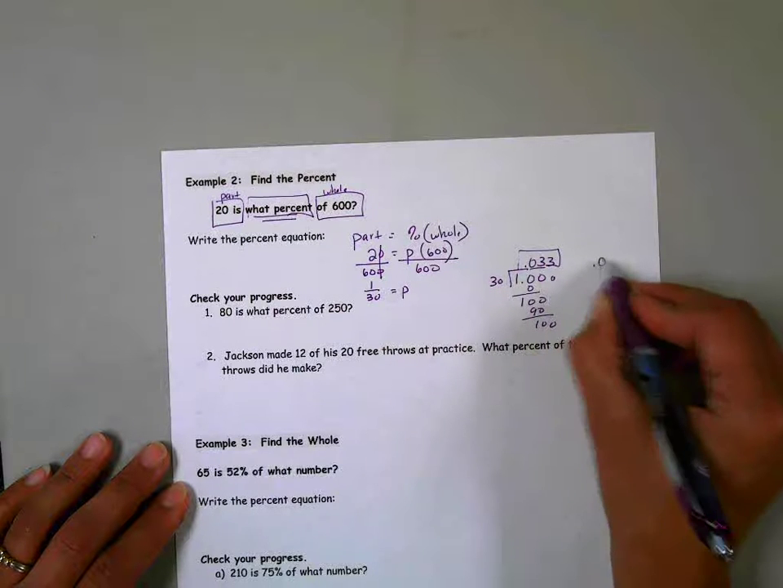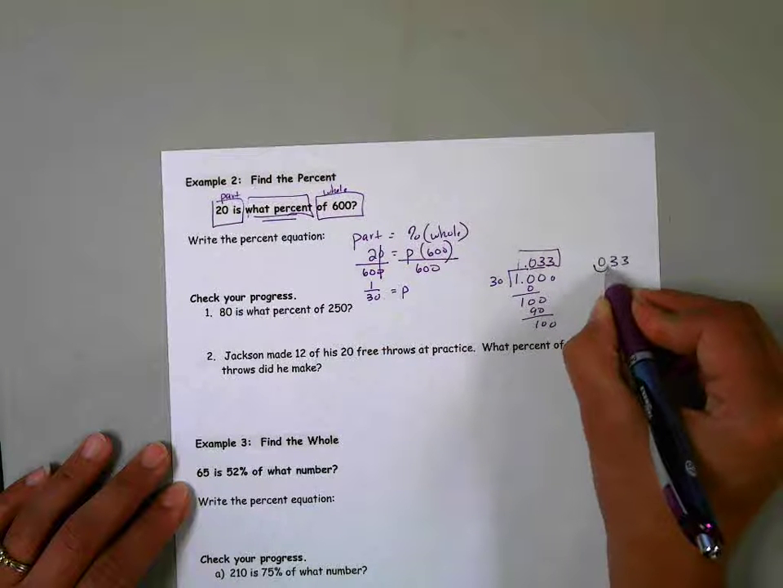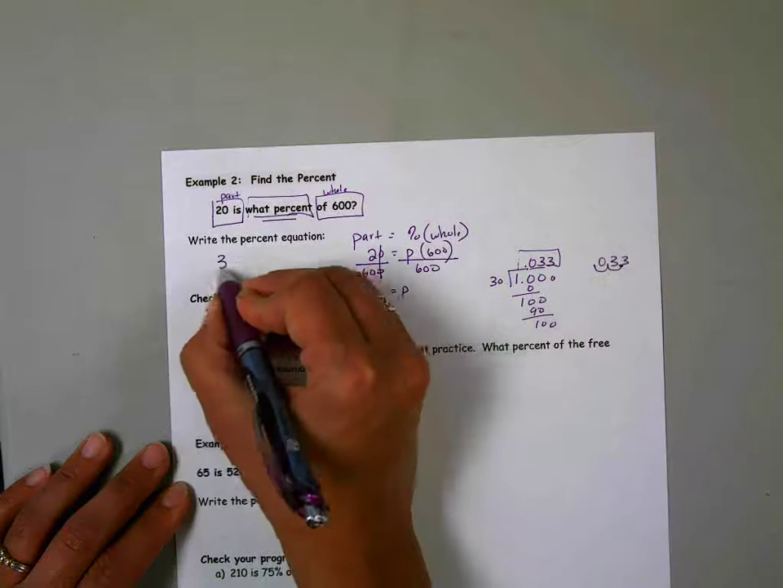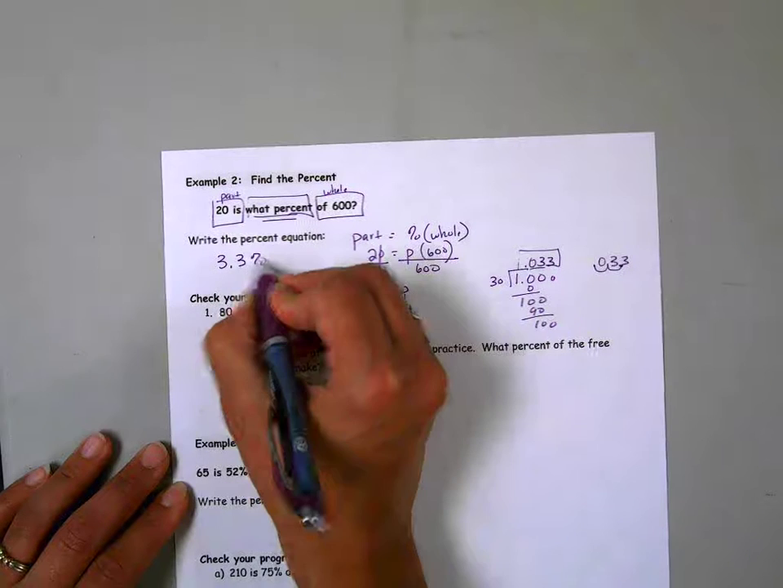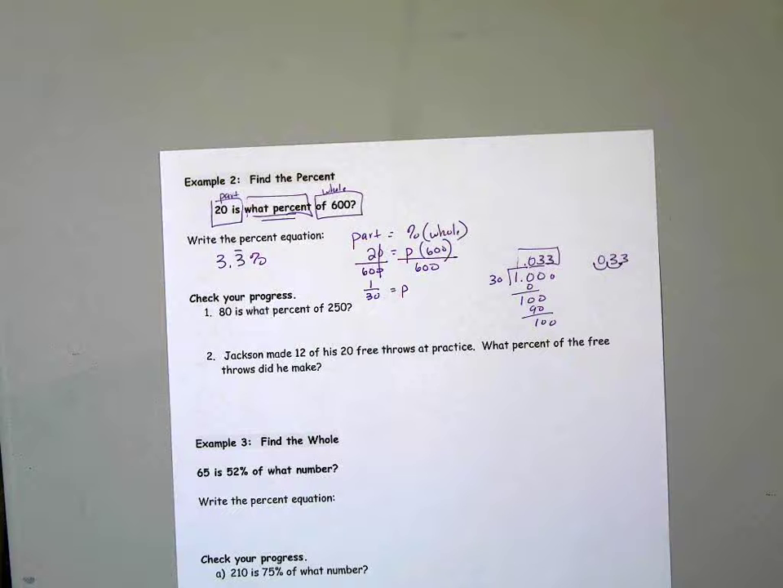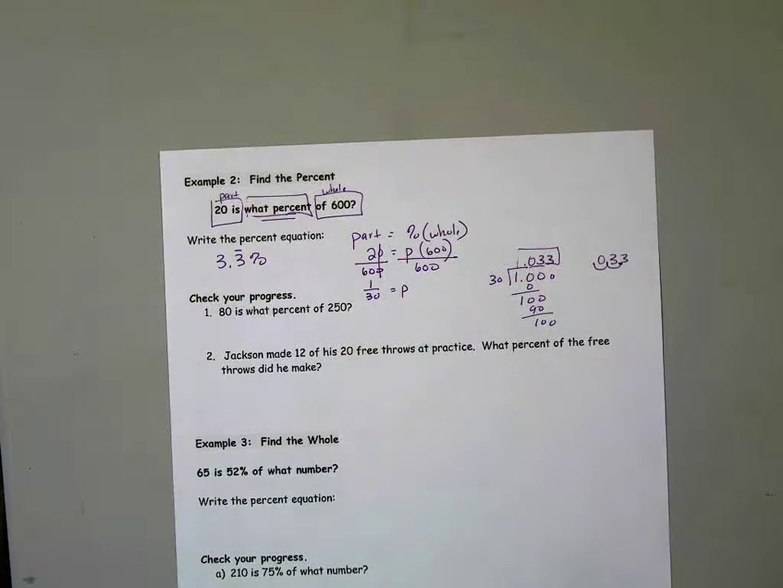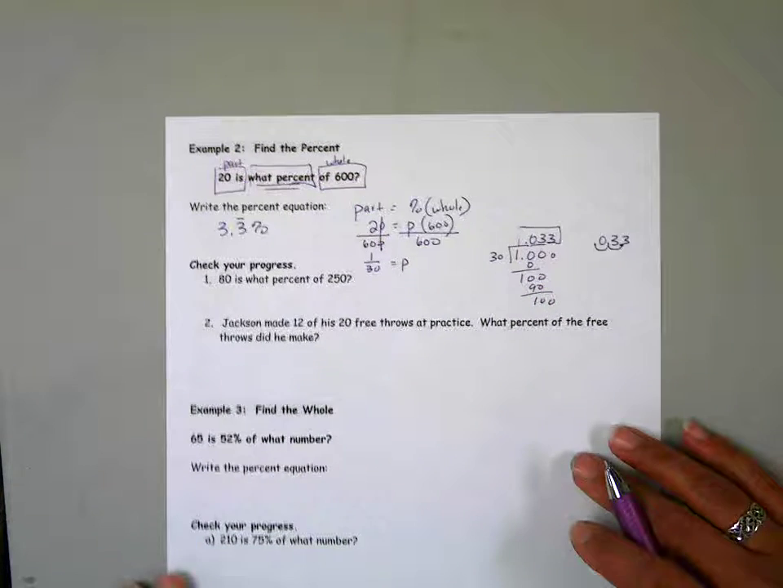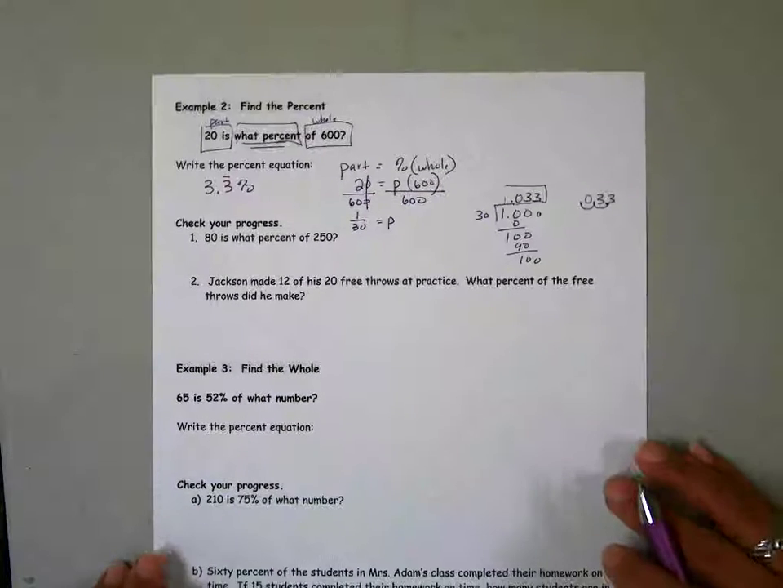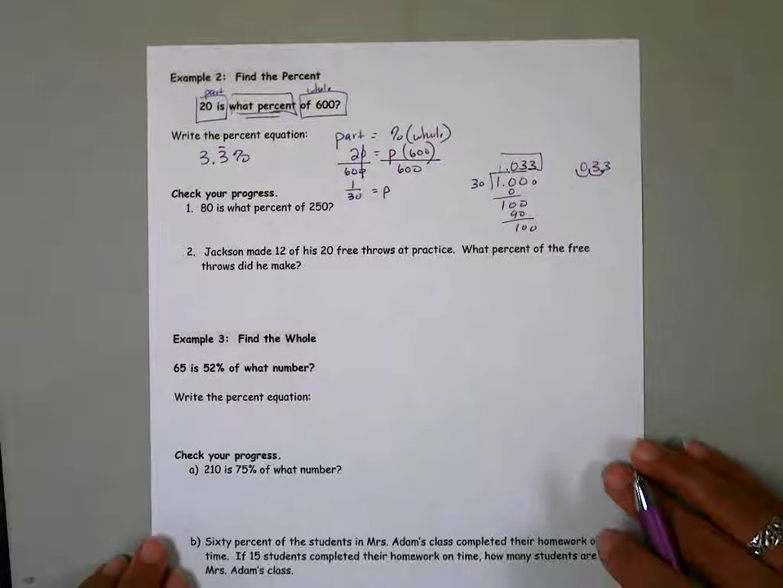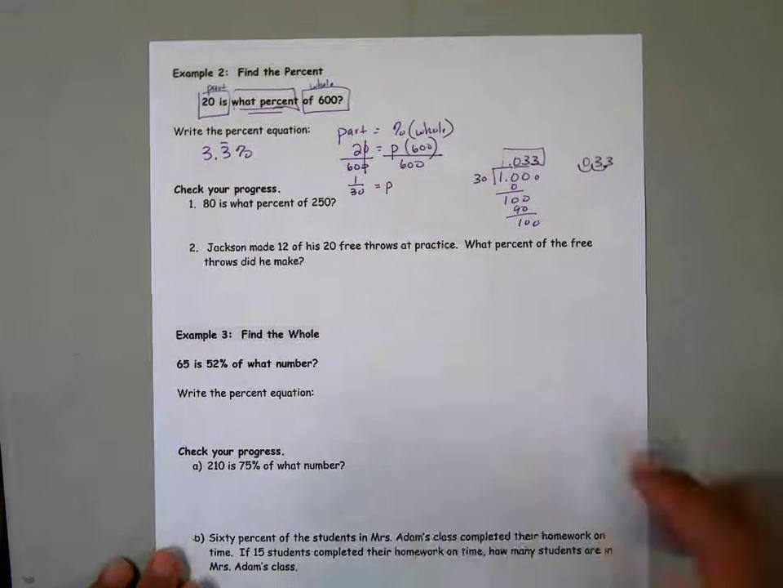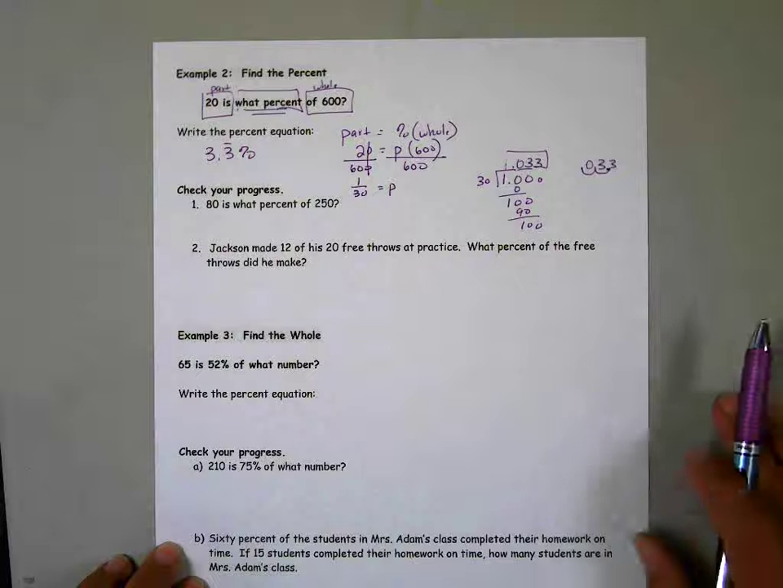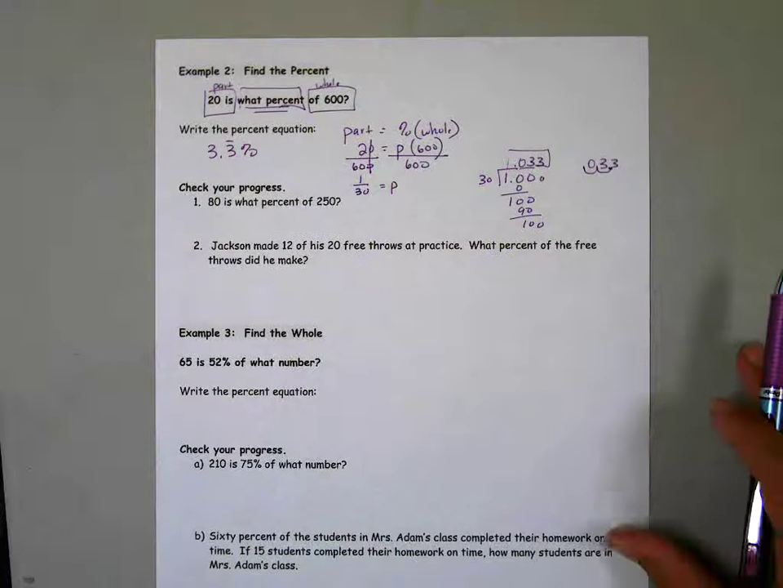So I move the decimal 2 times to the right, and I get 3.3%. And you could even put the repeating sign if you wanted. So remember, with the percent equation, I'm converting between the percent and the decimal. I have to convert the percent to a decimal when I'm operating with it, and then whenever I'm trying to find the percent, I'm converting the decimal back to a percent.